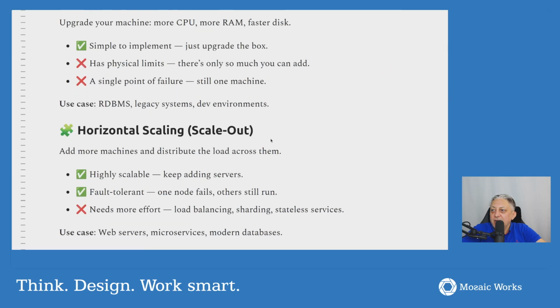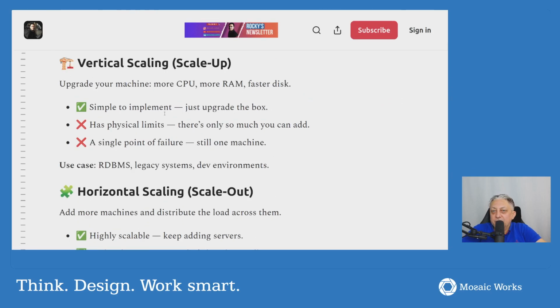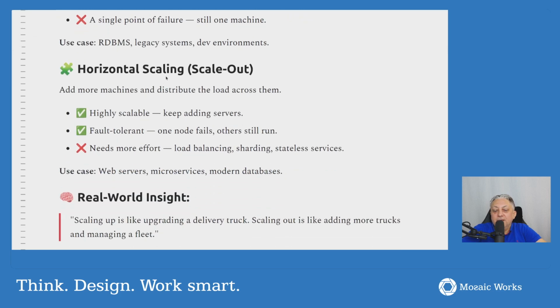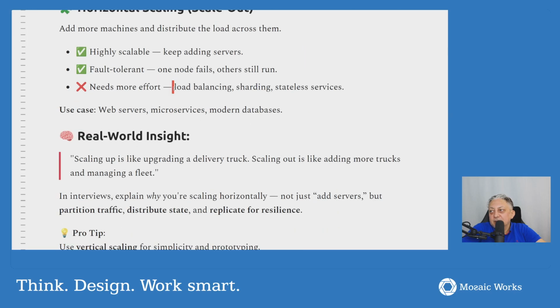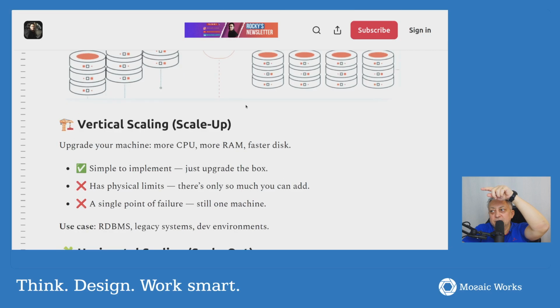Now, vertical scaling, simple to implement, just upgrade the box, has physical limits. There's only so much you can add. It's a single point of failure, still one machine. Horizontal scaling, it's highly scalable, keeps adding servers, fault tolerant. If one node fails, the others run. But it needs more effort, because whenever you do this, you need load balancing, right? You need to add a load balancer that will distribute the requests between the different servers.